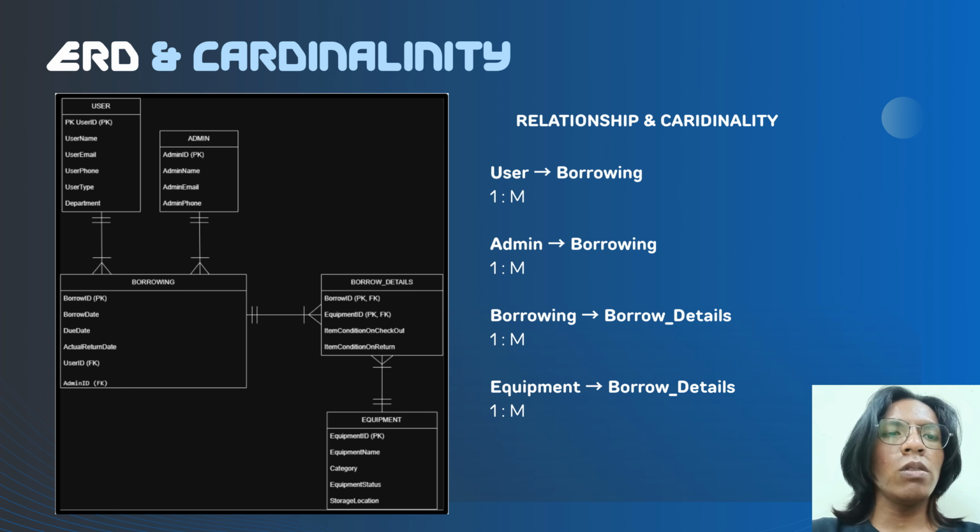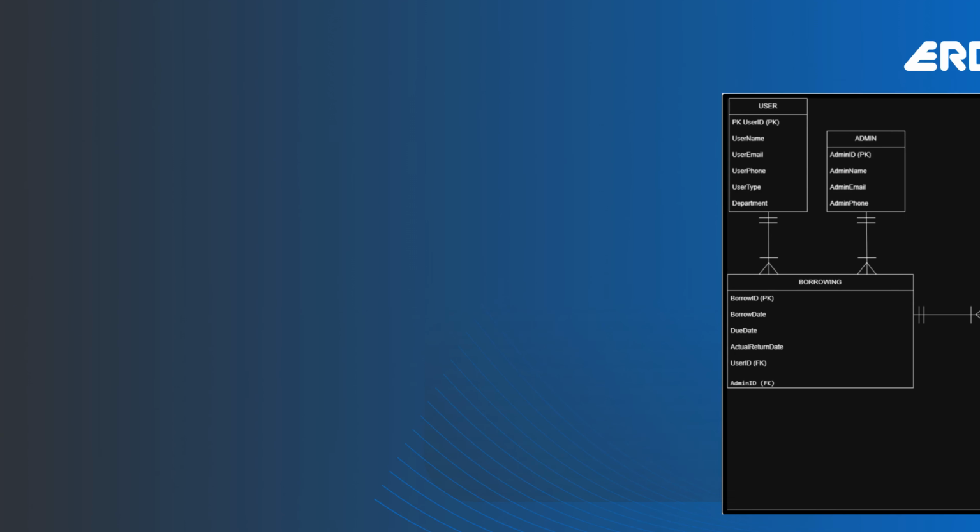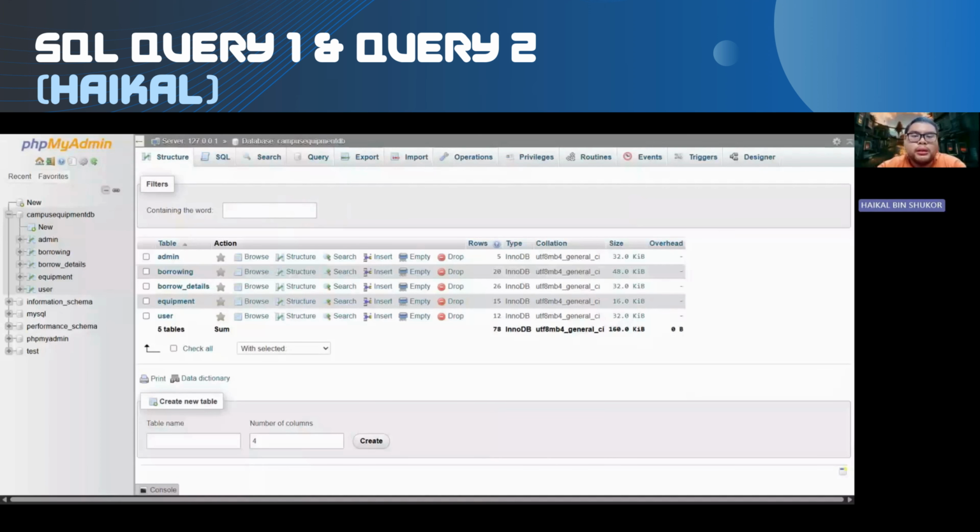Third, borrowing to borrow details, one to many. Each borrowing record can have multiple borrow details. For instance, one borrowing transaction may include several items. Lastly, equipment to borrow details, one to many. One equipment can appear in many borrow details. This means the same item can be borrowed multiple times by different users. For the key point, these cardinalities show how our system supports multiple user, admin, and equipment transactions while keeping borrow records organized. We go to the next part, which is creating the SQL queries.